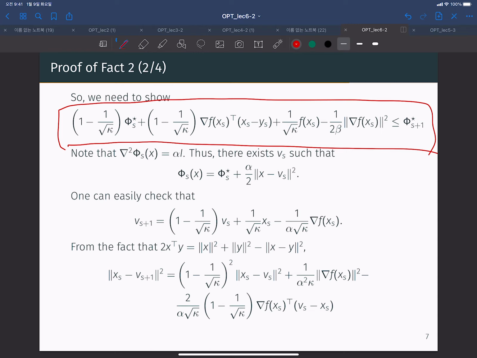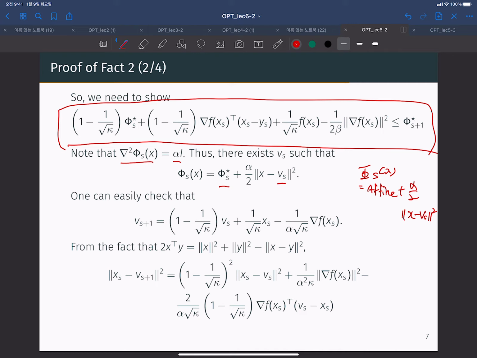Okay. So since we know that the potential function pi is always an affine function plus alpha over 2 times the norm square of x minus v_s, the Hessian of pi_s(x) is always equal to alpha times the identity matrix. So there exists a v_s such that the function pi_s equals pi_s star plus alpha over 2 times the norm square of x minus v_s.